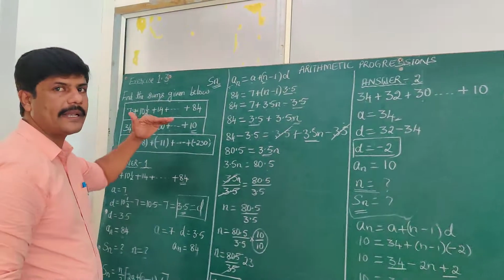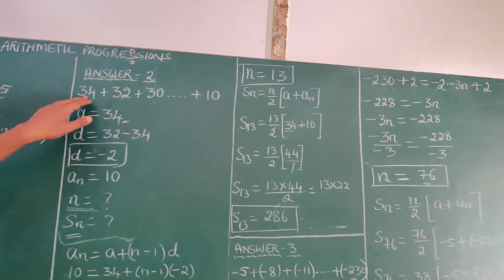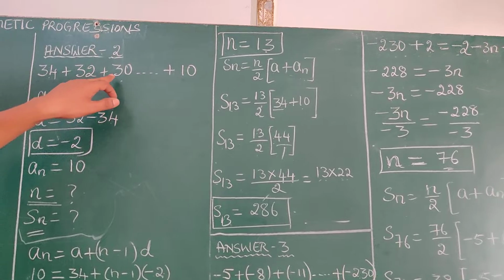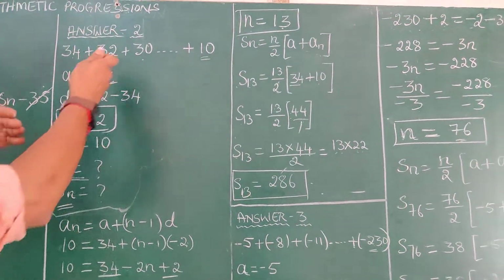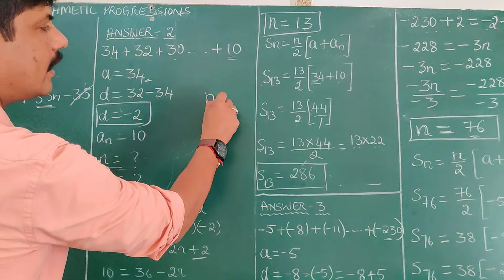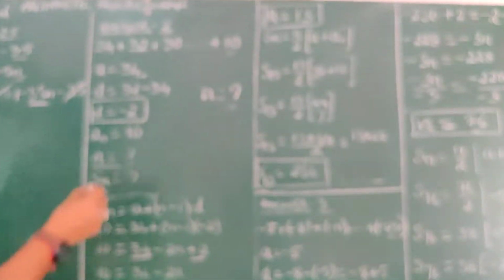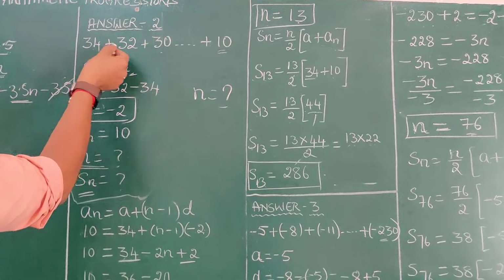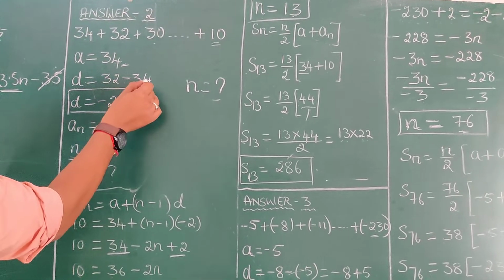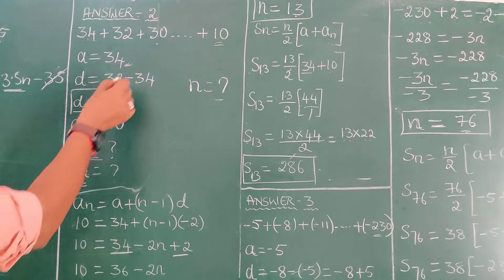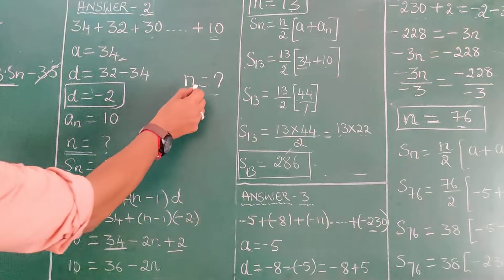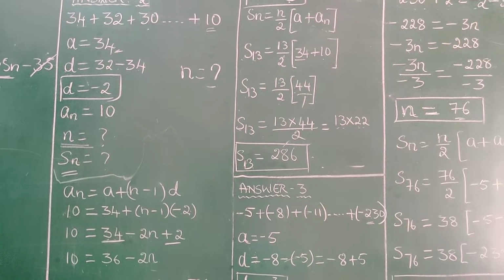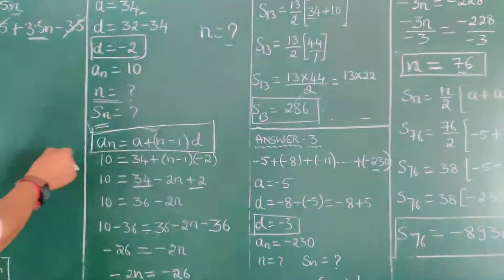Now take the second problem example. The second problem says 34 plus 32 plus 30 etc., 10 terms. How many terms are there in between we do not know. First we will find what is the n value by collecting data. What is the data? A is equal to 34, d is equal to second term minus the first term, 32 minus 34 is nothing but minus 2, and the last term is 10, that is an is equal to 10. Now let's find the n value. How do you find the n value? By using the nth term formula.